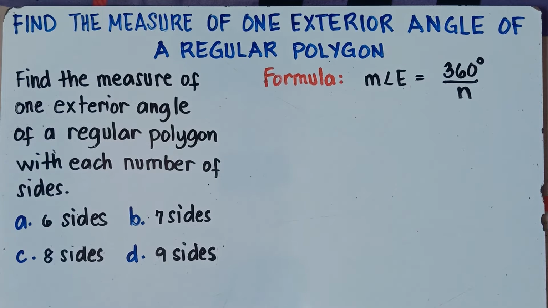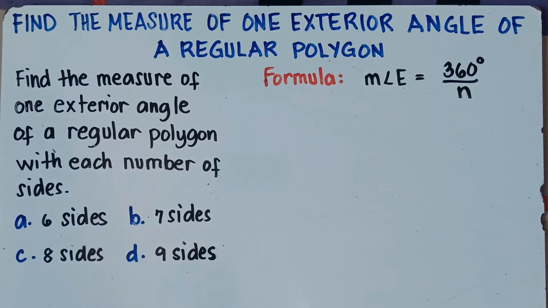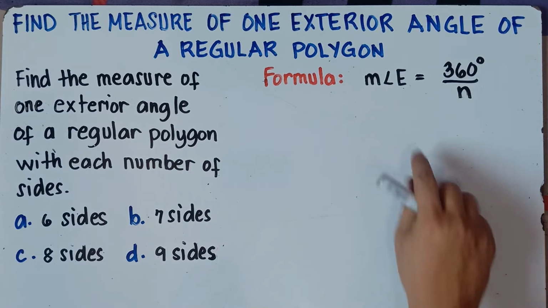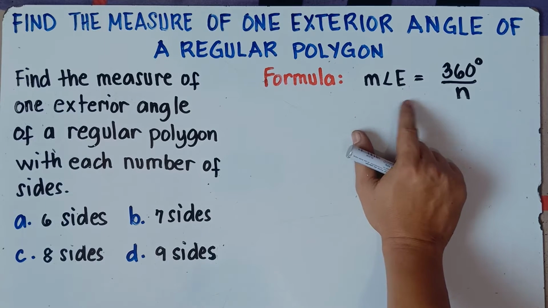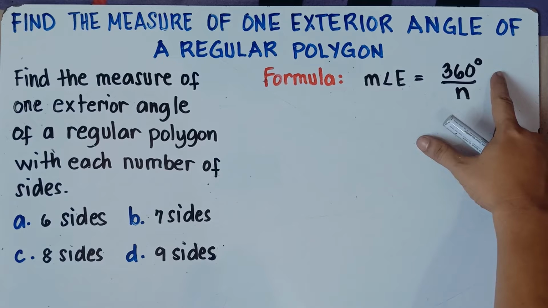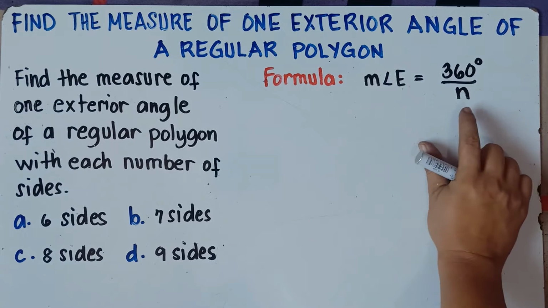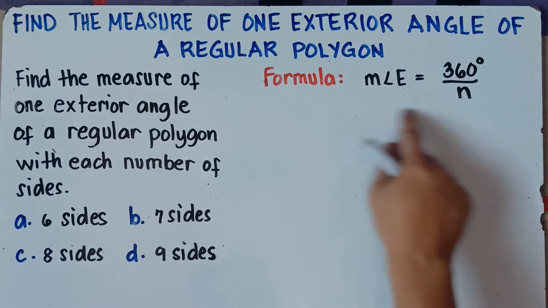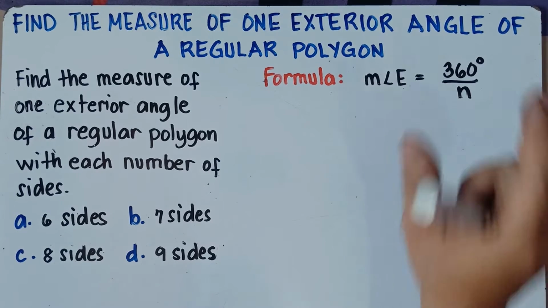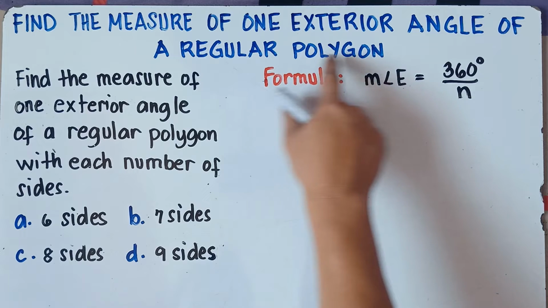Our topic for today's class is all about finding the measure of one exterior angle of a regular polygon. So without further ado, let's do this topic. Now to find the measure of one exterior angle of a regular polygon, we can simply use this formula. The measure of one exterior angle equals 360 degrees divided by n. Now n, class, represents the number of sides. Once again, class, we can only use this formula if the polygon is a regular polygon.